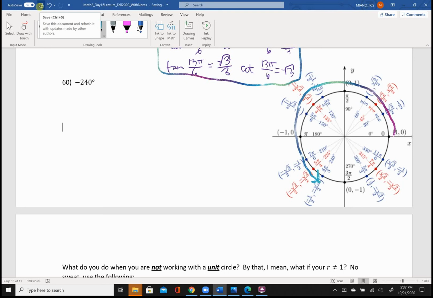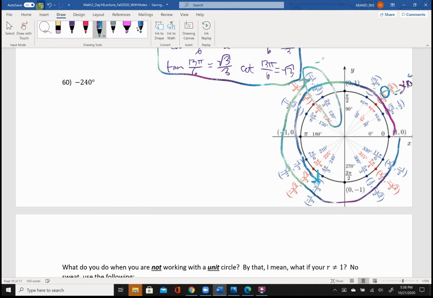So a negative 240 degrees will be the same amount of swing but in the opposite direction. So we should end up at the mirrored reflection over the x-axis. So this is theta equals 240 degrees, and then here is negative 240 degrees, ends up right here, okay? Negative 240 degrees is therefore equivalent to a positive 120 degrees, okay? So take that into account here.